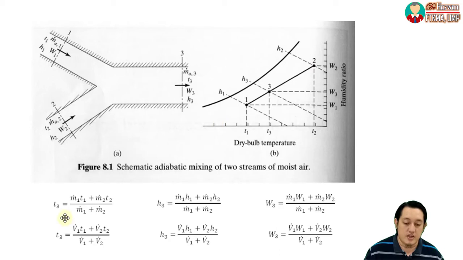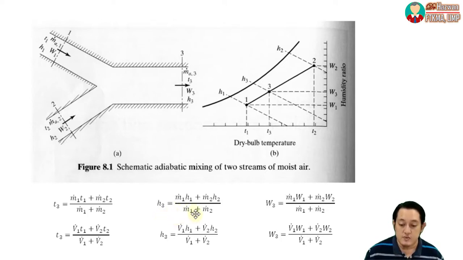To calculate the final product, which is the mixture, is very easy. We calculate the temperature: mass flow rate number one multiplied by temperature number one, plus mass flow rate number two multiplied by temperature number two, over the total mass flow rate. That's it, very simple. Please make sure that this temperature, we can use dry bulb temperature, no problem. To calculate the enthalpy, it is the same, you just change from temperature to enthalpy.